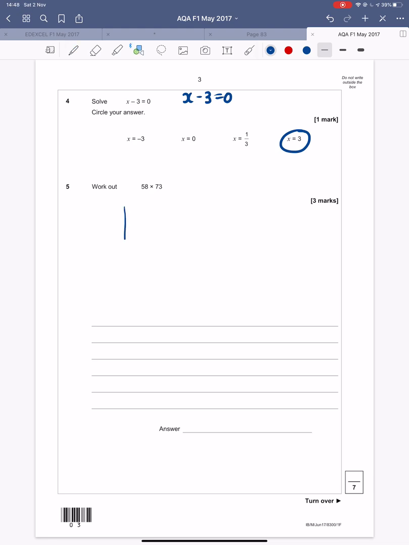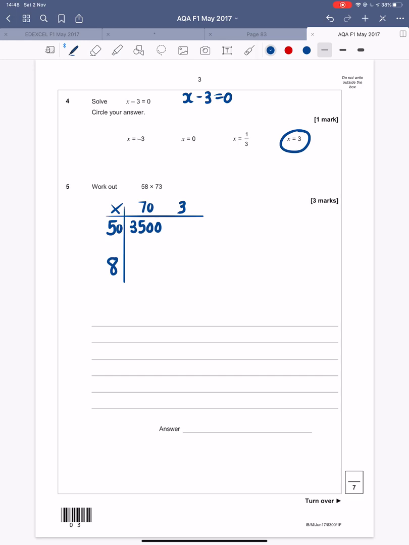Right, the next one, 58 times 73, 50 and 8, 70 and 3, 5 7s are 35. Oops, I'm still in that sheet mode. 5 7s are 35 with 2 noughts. Shape mode there as well. That was 58 times 73.